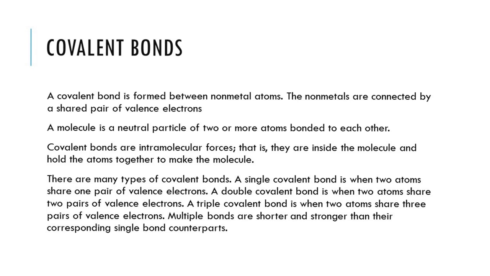There are many types of covalent bonds. A single covalent bond is between 2 atoms with a single pair of valence electrons. A double covalent bond is when 2 atoms share 2 pairs of valence electrons. A triple covalent bond is when 2 atoms share 3 pairs of valence electrons. Multiple bonds are shorter and stronger than their corresponding single bond counterparts.